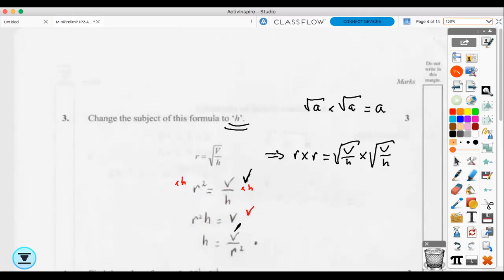Or some people just went straight to the answer, so they still got the third mark by saying that I can swap h and r squared, and that's the same thing. Because after that, we need to divide by r squared both sides, divided by r squared, and your final answer is h equals v over r squared. Okay, so that's where you would get your 3 marks.